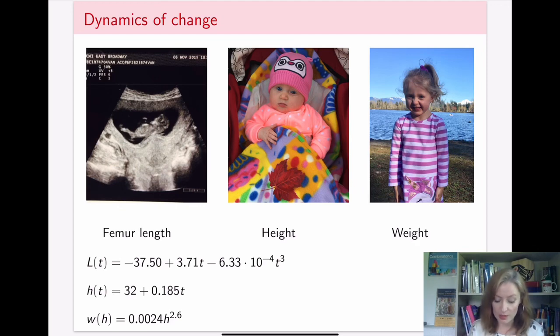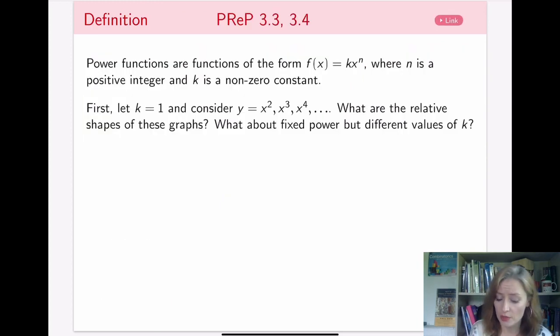So these functions are once again very simple: independent variable to some power with a coefficient in front of it. And those are exactly what we call power functions. Power functions are functions of the form kx to the power n, where n we will first consider to be a positive integer and k is some non-zero constant.